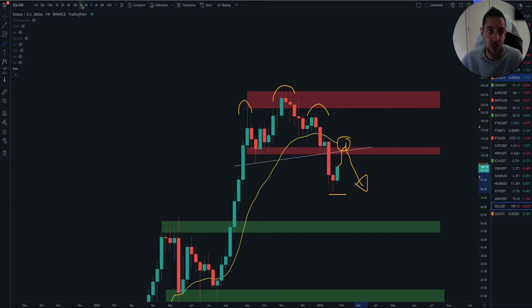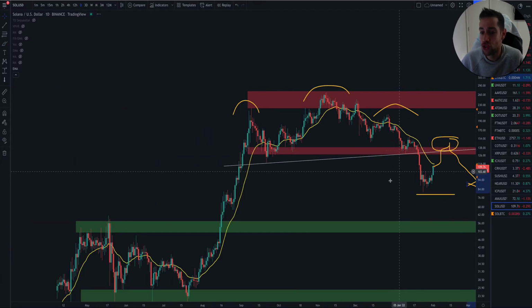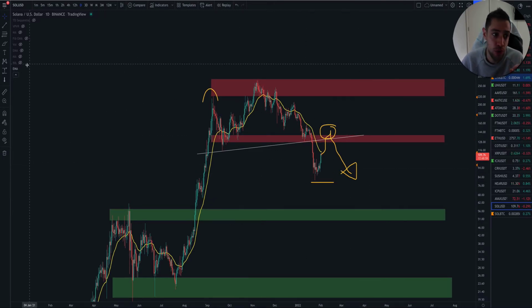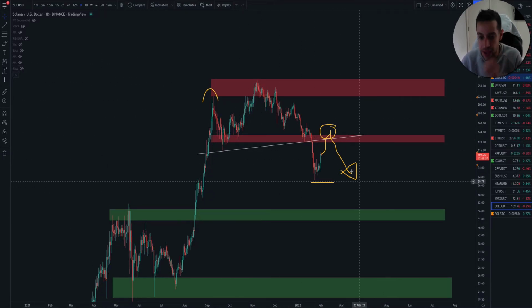That would still maintain the integrity of the structure of lower lows and lower highs, and that would still be my base case until proven otherwise. So that's the way that I'd be looking at the bearish scenarios.